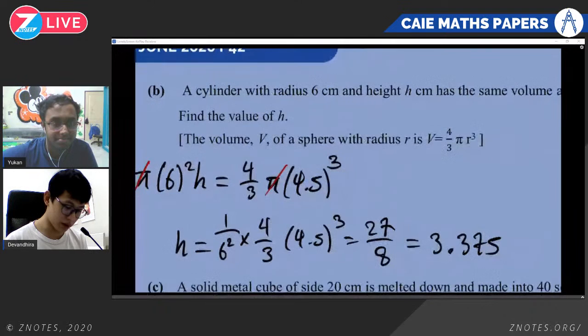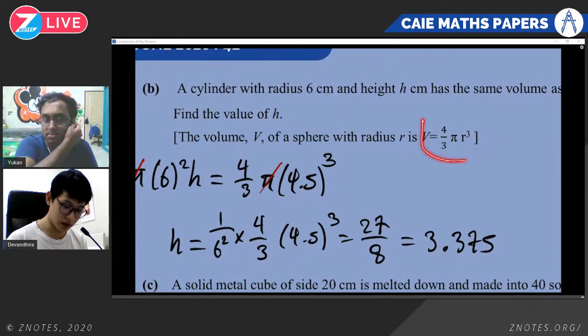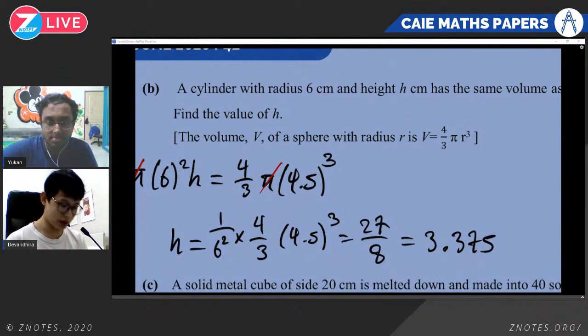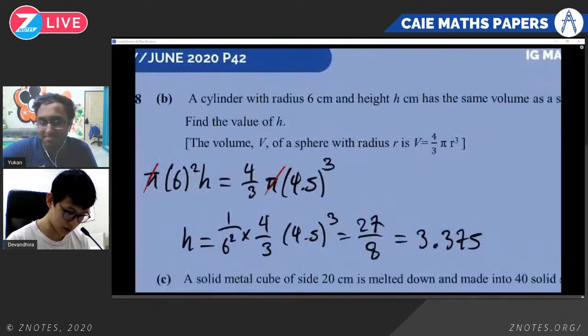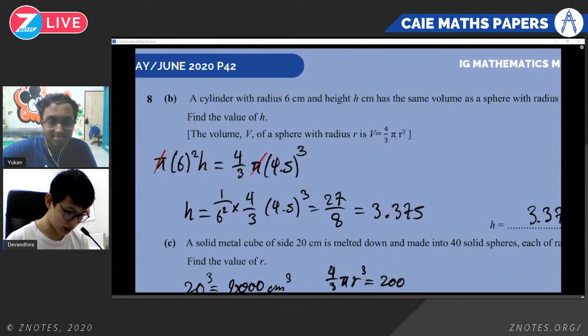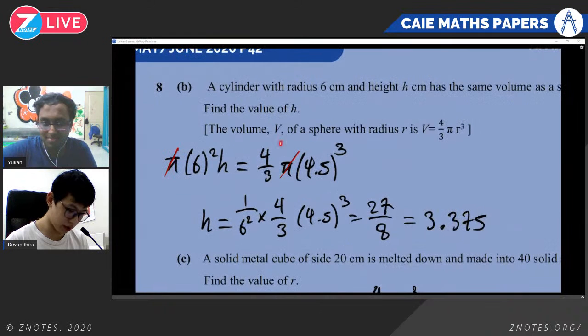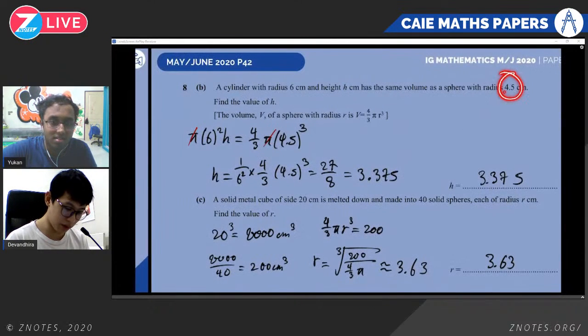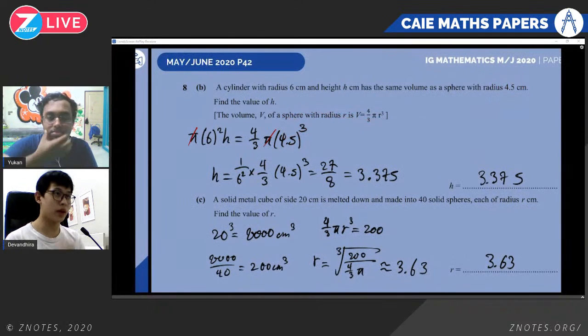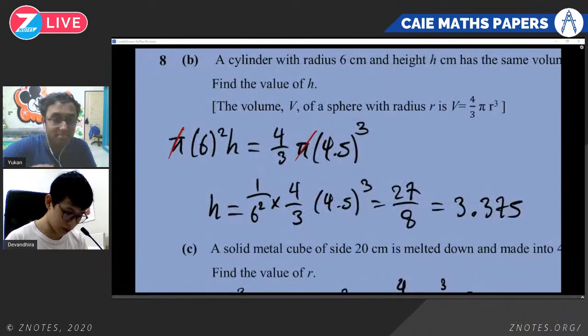Now it says that the volume of the sphere is 4/3 pi r cubed. They're really nice. They give us the formula for the volume of the sphere. So we just have to input that then. We have 4/3 pi, but the radius, remember the radius is just 4.5. Just put that in. Right? Right, and we just have to find h. So how do we find h?